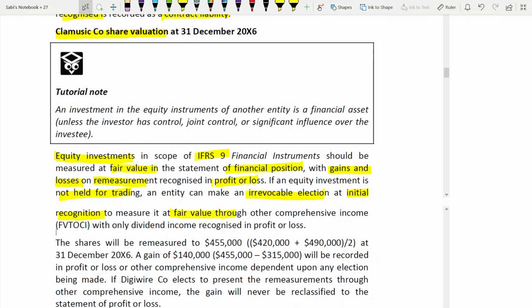To measure it at fair value through OCI. FVTOCI. If you write the short form also, it's fine. With only dividend income recognized in profit and loss account. Because I have told you in the beginning, whenever they say impact in the financial statement, it means where it will be recognized: profit and loss account as well as the statement of financial position, and what will be recognized. So dividend income will be recognized in profit and loss. Dividend that you will receive from that equity, because if you have equity investments, that means shares, you will receive dividend income from that. So that dividend income will be recognized in profit and loss only. That will not be recognized in OCI. Only that fair value remeasurement will go there.